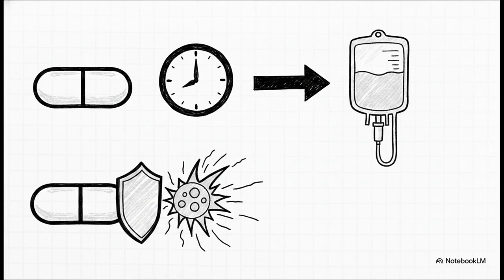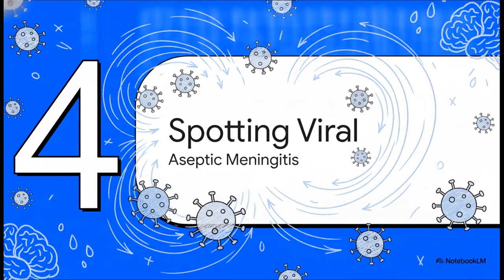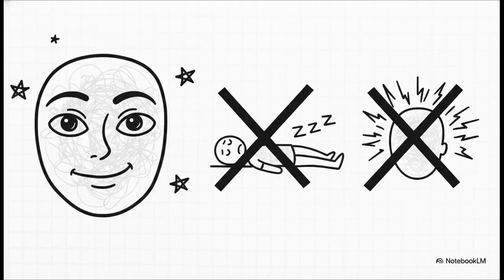Moving right along to Section 4, Spotting Viral Meningitis. Let's see how viral meningitis, often called aseptic meningitis, builds a completely different clinical and diagnostic picture. Aside from the CSF profile, which remember, features normal glucose and lymphocytes, the absolute easiest way to rule out viral meningitis on a board question is the clinical presentation. Specifically, pay attention to what's missing.